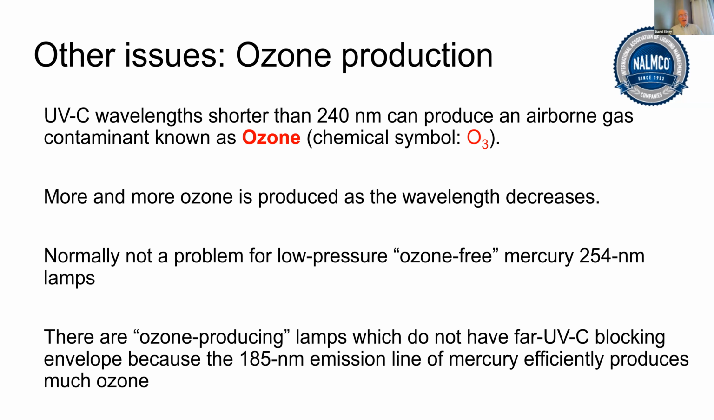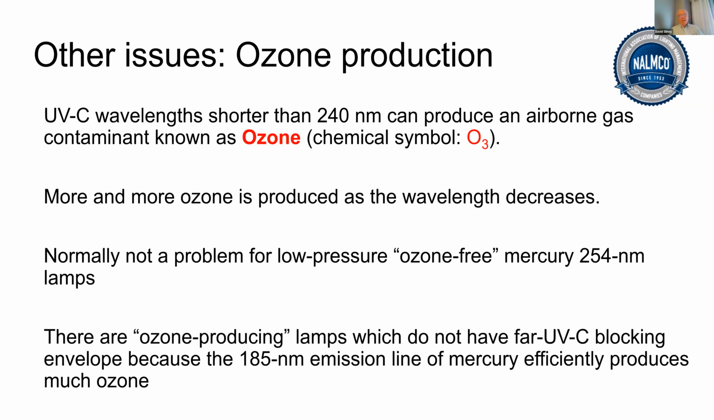Another issue that lots of people ask about is the production of ozone. As you get to shorter and shorter wavelengths, particularly below 240 nanometers, there will be some ozone produced. This airborne contaminant has a symbol of O3. It's a very highly reactive chemical gas. And as the wavelength decreases, there's more ozone produced. This is normally not a problem for low pressure ozone-free mercury lamps.